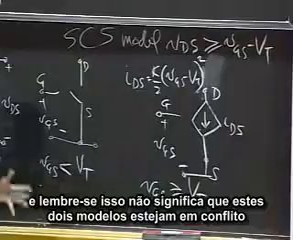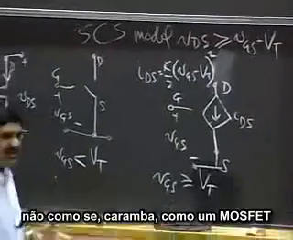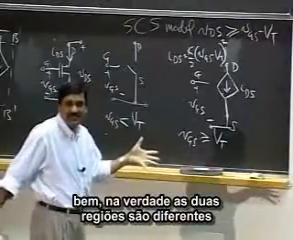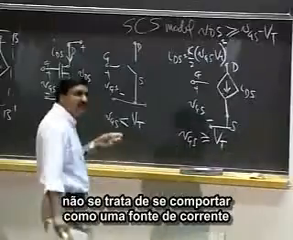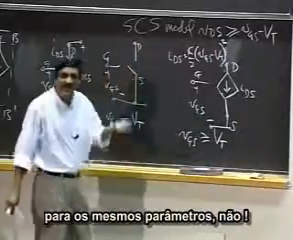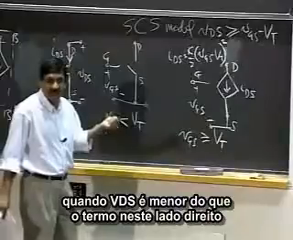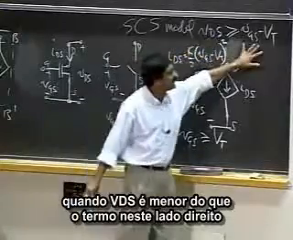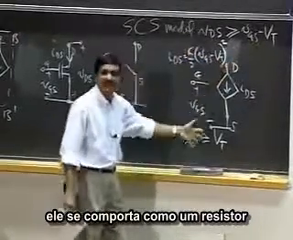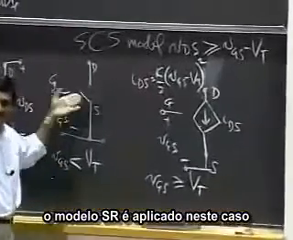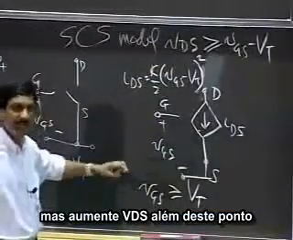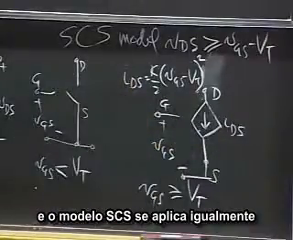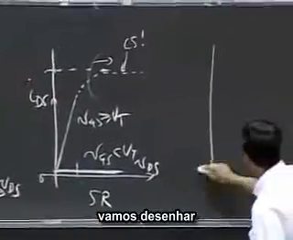And again, remember, this is not meant to be conflicting. It's not like, gee, how can the MOSFET look like a resistor and then suddenly become a current source? Well, the two regions are different. It's not that it's behaving as a resistor or as a current source for the same parameters. When VDS is less than this right-hand side, it does behave resistively. Okay, the SR model applies. When I increase VDS beyond a point, the current saturates and the SCS model applies, like so. Okay, so let's draw.